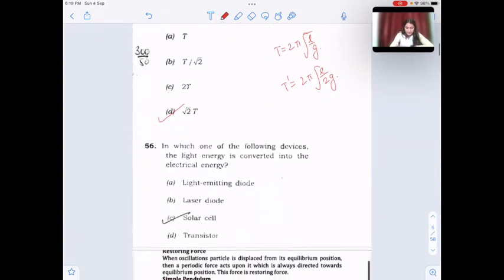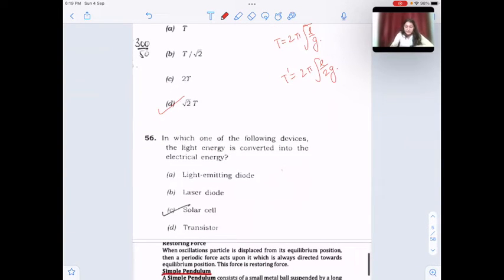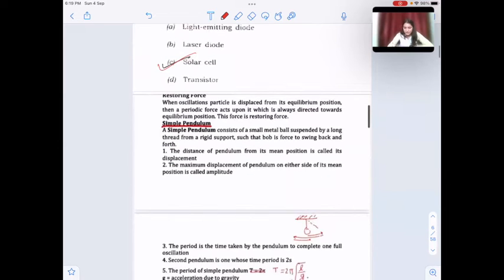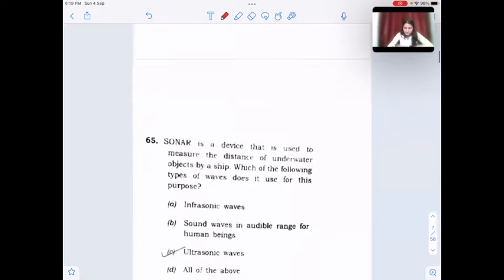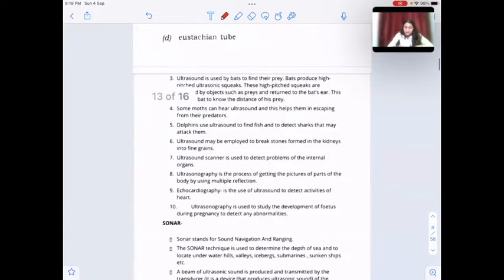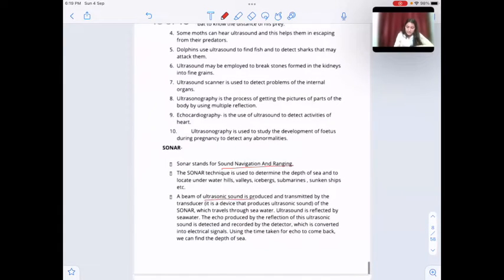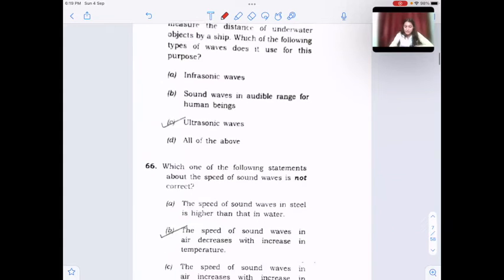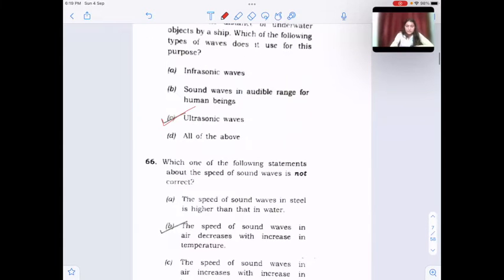Next question, in which one of the following devices is light energy converted into electrical energy? Very simple question. Solar cells, they convert light energy into electrical energy. Next question is about sonar. What kind of waves are used in sonars? So sonar stands for sound navigation and ranging, and ultrasonic sound waves are used. Again, simple question. Option C, ultrasonic waves is the correct answer.